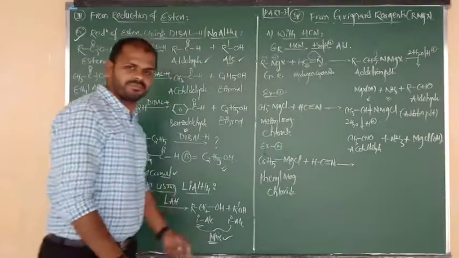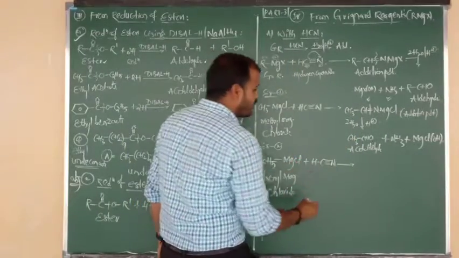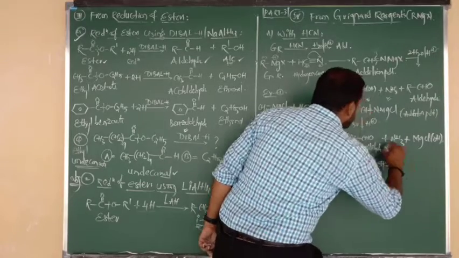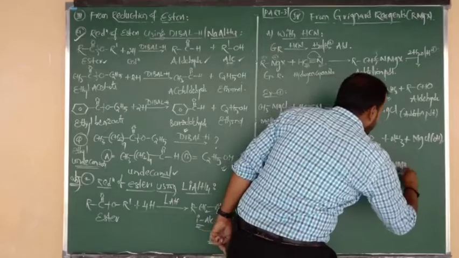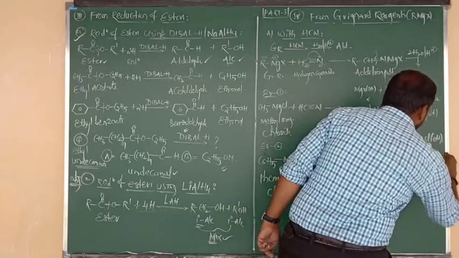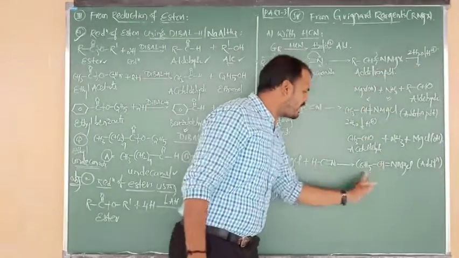Again in place of CH3 we have to write benzene, C6H5 bonded to CH, again double bond N. N connected to MgCl. It is also the addition product. Followed by the addition product undergoing what? Hydrolysis.